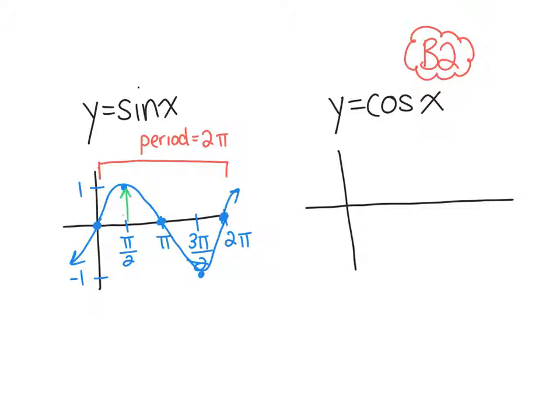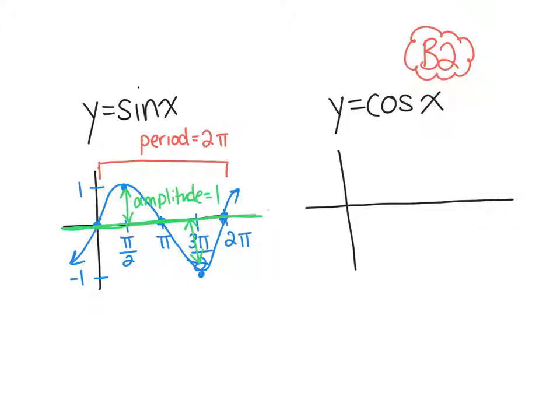It also has an amplitude of 1. So that's our amplitude, and our amplitude is the distance from the middle of the graph. So here's the middle of the graph to the max, or the middle of the graph to the minimum. It's the same distance, and our amplitude here is 1.